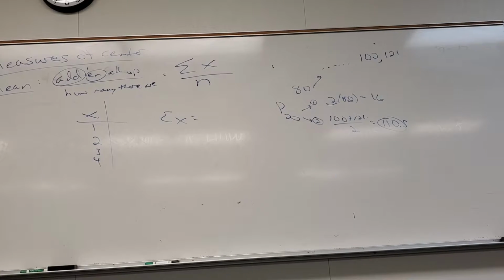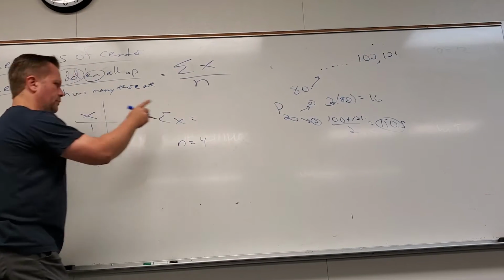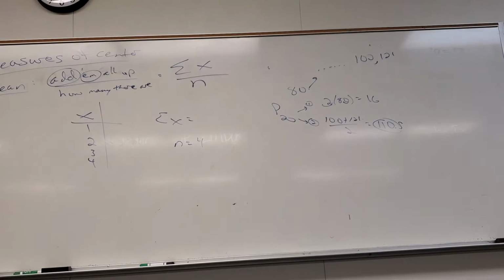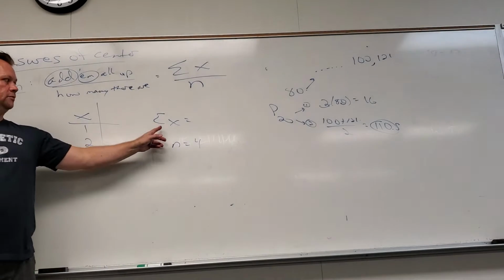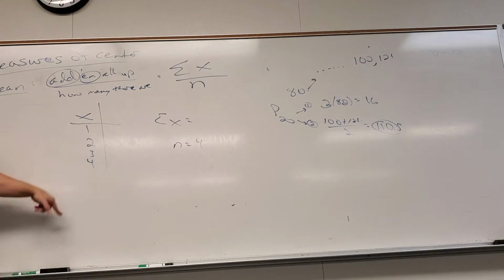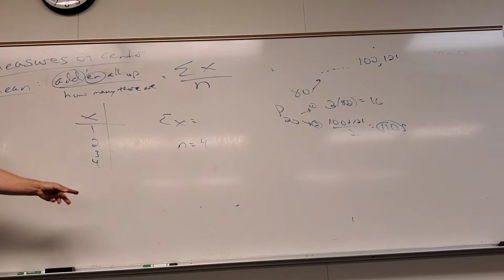What would n be? 4. N is 4. What would the sum of x be? Yeah, 3, 6, 10, right? Because again, what does this symbol mean? Add these up. Okay. Why can I add these up? Because I got them. So that's 10.